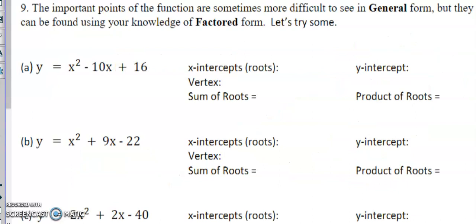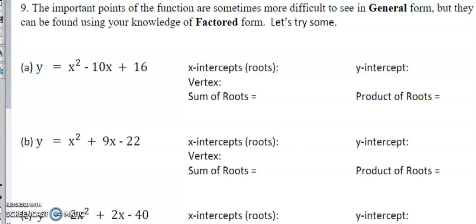Alright, so problem number 9. This is kind of taking everything we've been doing and trying to find the roots, the y-intercept, the vertex, and then once we have the roots, multiplying the two numbers together as well as adding the two numbers together. So you're going to do 9 A, B, C, and D, and that'll be it for this handout, and then you're going to move on to the next content block.